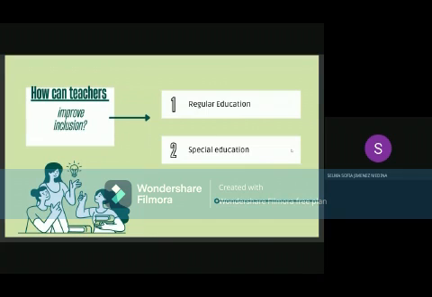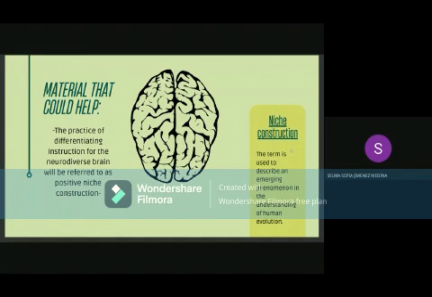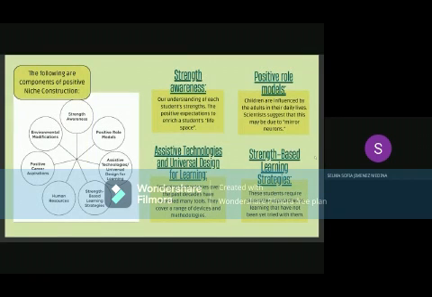How can teachers improve inclusion? 1. Regular education. 2. Special education. Material that could help: the practice of differentiating instruction for the neurodiverse brain will be referred to as positive niche construction. The following are components of positive niche construction.